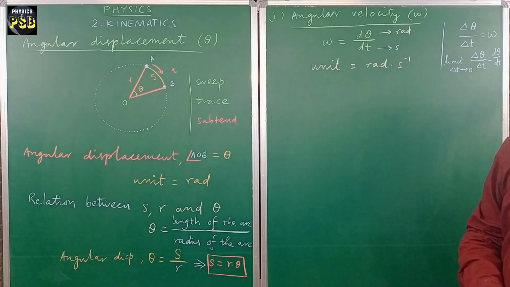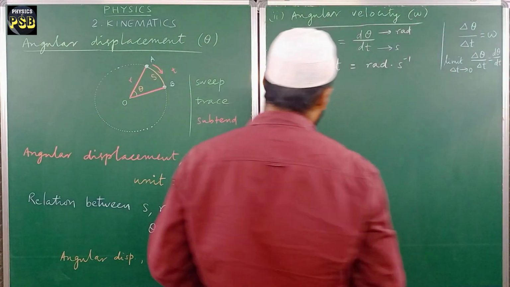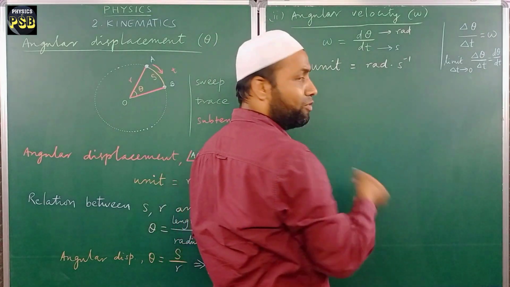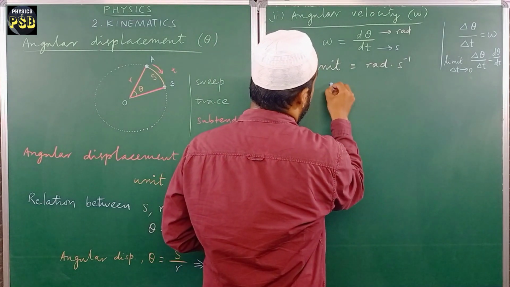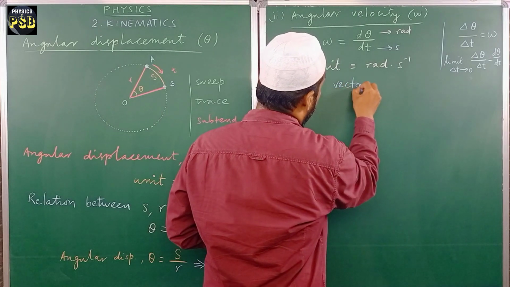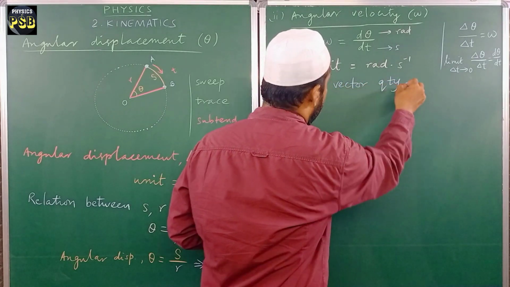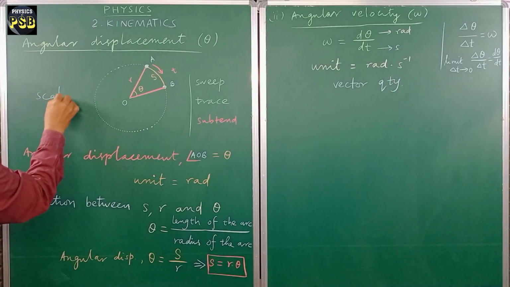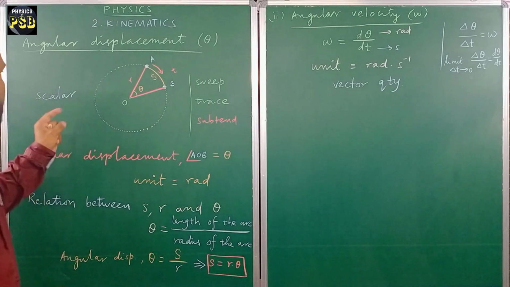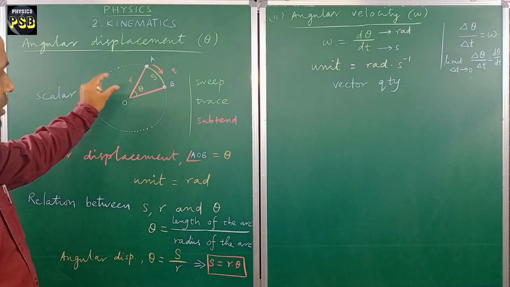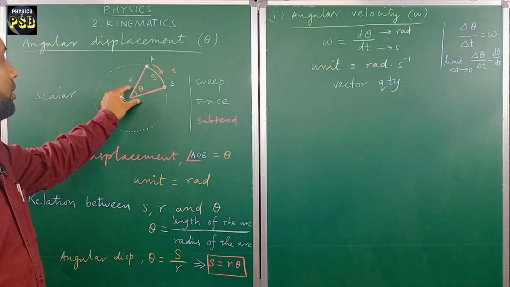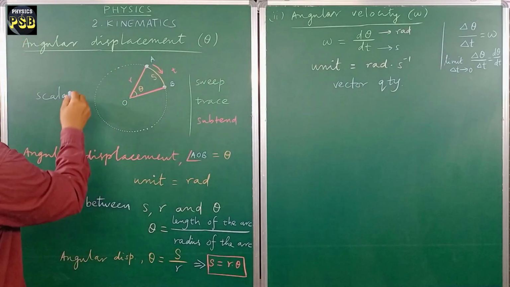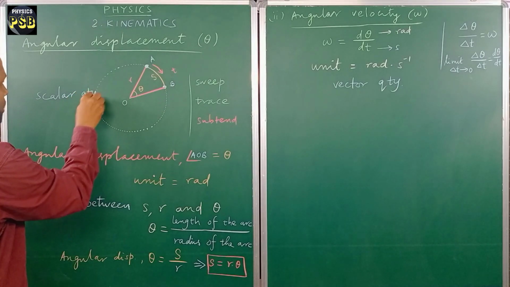Now here, the angular velocity is actually a vector quantity. It has got a direction, along with the magnitude. It is a vector quantity. Whereas angular displacement is a scalar quantity. It is just a number. It doesn't have any direction. Remember that. So it has got only magnitude, no direction. So it is a scalar quantity.